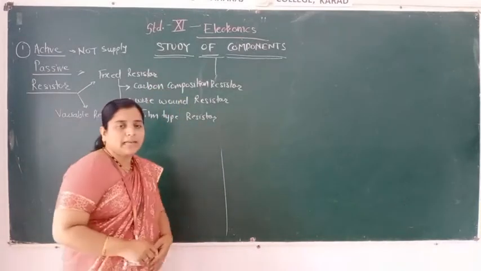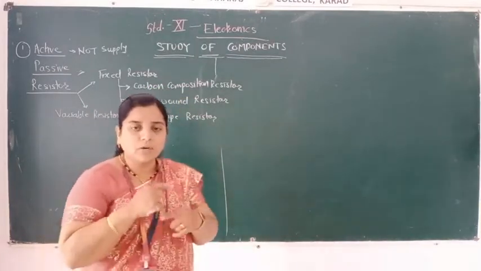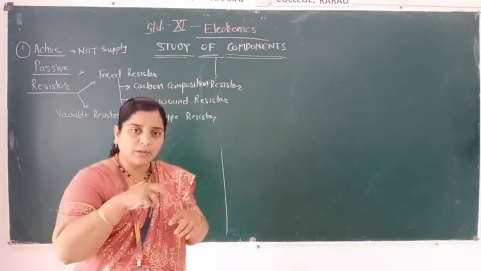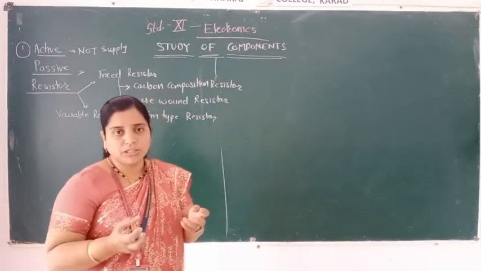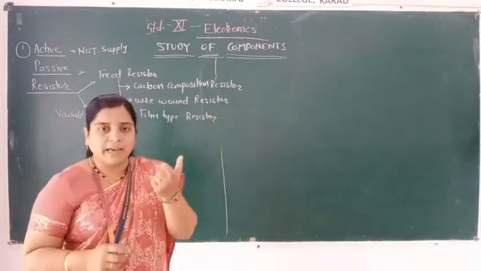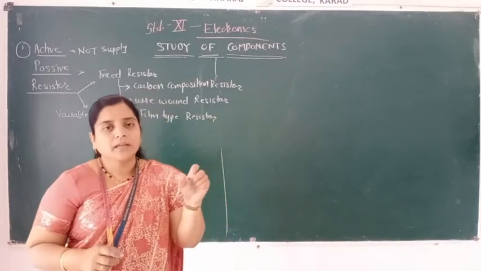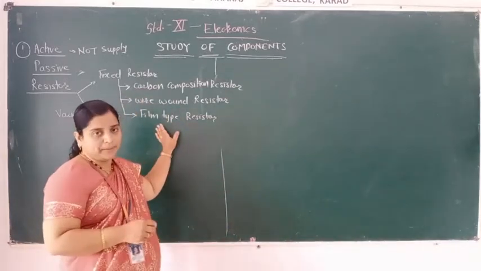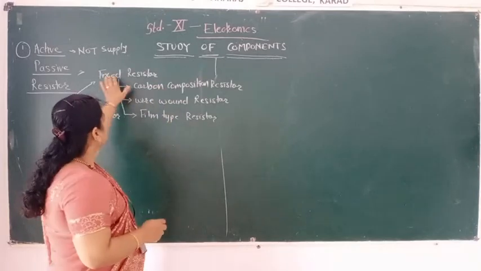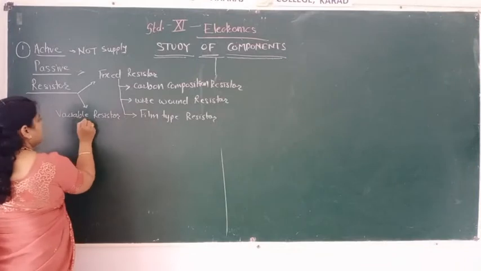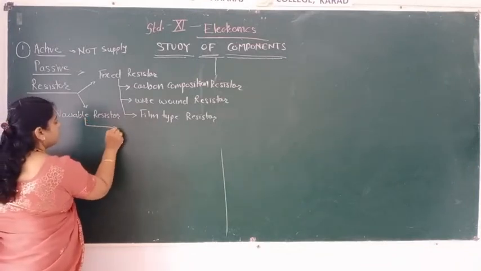Next is the film type resistor. Instead of wire wound on a hollow tube, or carbon granules as in the carbon composition resistor, a proper film is prepared and used in that type of resistor, so it is called the film type resistor. So all these come under the fixed resistor. Next is the variable resistor. Variable resistors have three types.